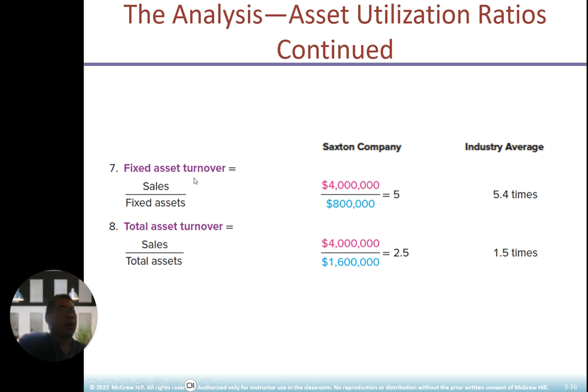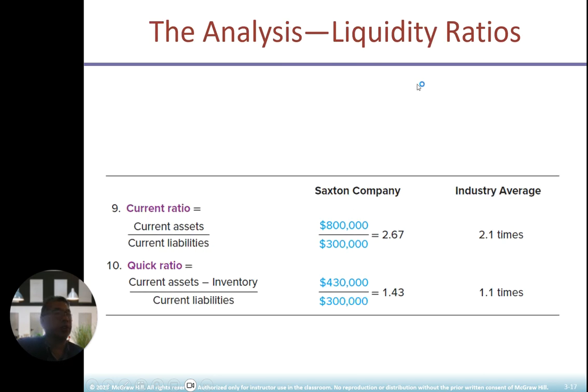Okay. Now fixed asset turnover is sales divided by fixed assets, which is 4 million divided by 8 million, which is 5. The industry average will be 5.4. Total asset turnover, which is sales divided by total assets, which is 4 divided by 1.6 million. You get 2.5, which is higher than 1.5 times. Okay, each ratio has its own use in calculations, and it helps you decide whether the utilization is good or better in terms of the efficiency side.